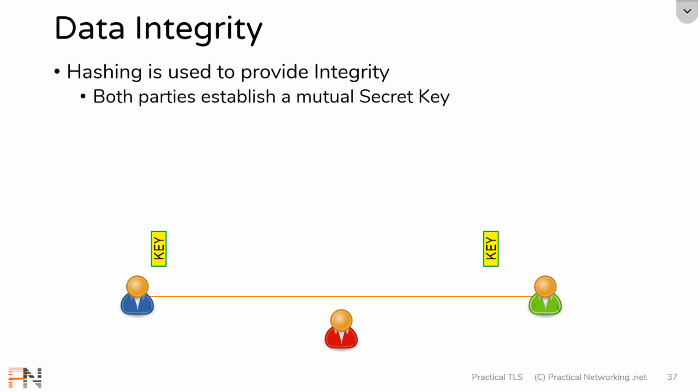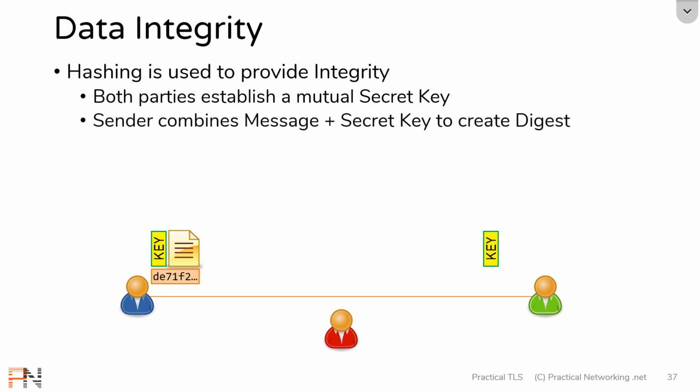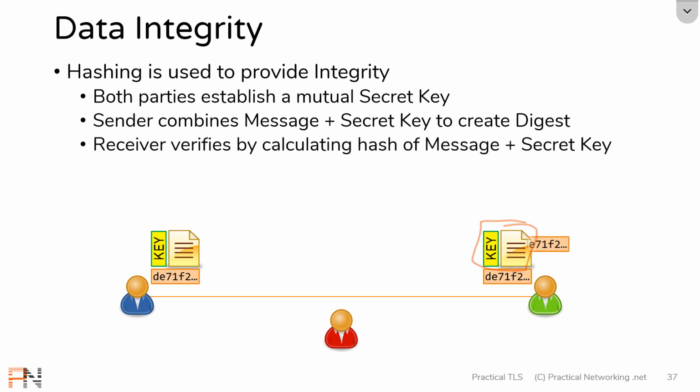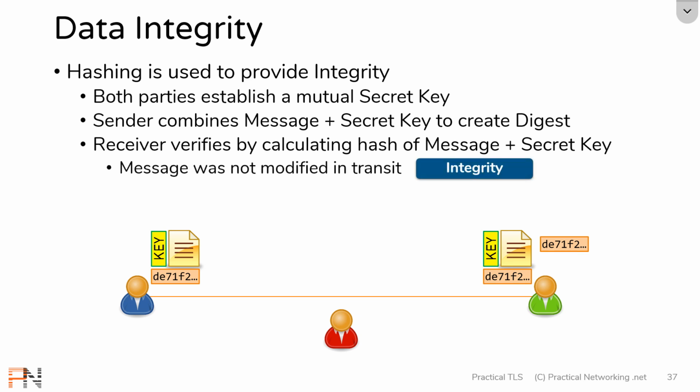Now, when the sender is going to send a message to the receiver, the sender is going to combine the key with the message to calculate the digest. Then the message plus the digest are going to be sent across the wire, and the receiver, who has the same key, is going to again recalculate the digest on the key plus the message. If these two digests are the same, this actually proves two things. The first is that the message was definitely not modified in transit.